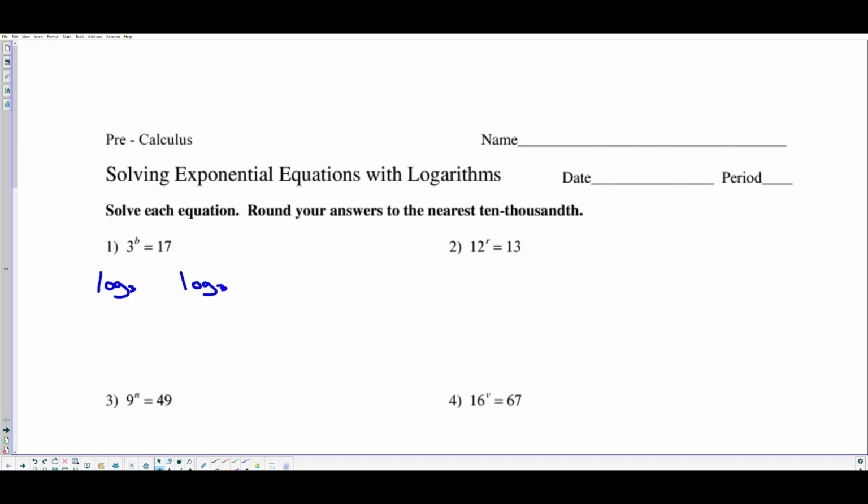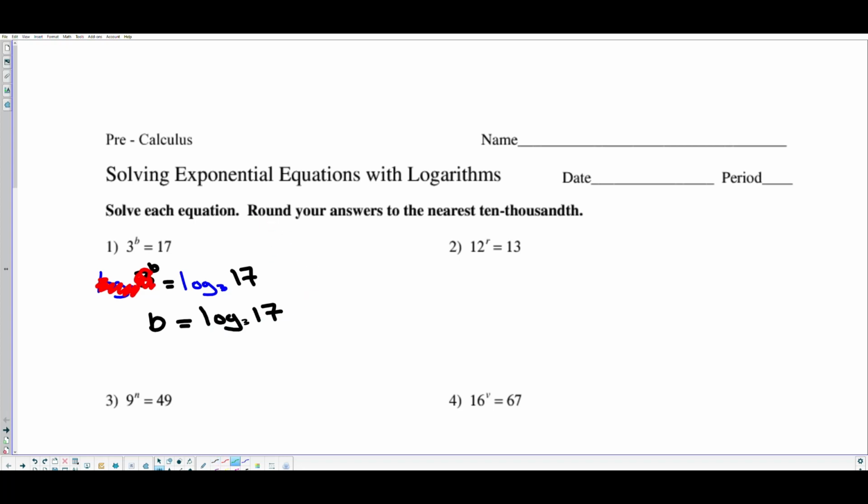Okay, so log base 3 of 3 to the b power equals log base 3 of 17. Remember the purpose of doing this is that this exponential base 3 is going to offset or cancel this log base 3, and all you're going to be left with is b equals, and now you have to figure out what log base 3 of 17 is. This is actually the best answer, but we want to know about how much.